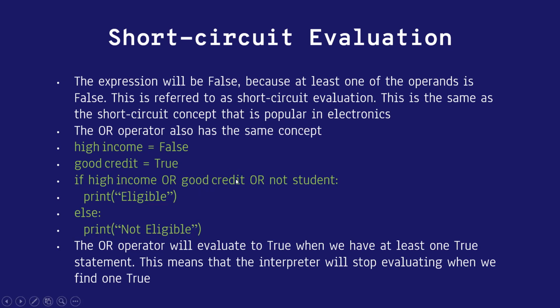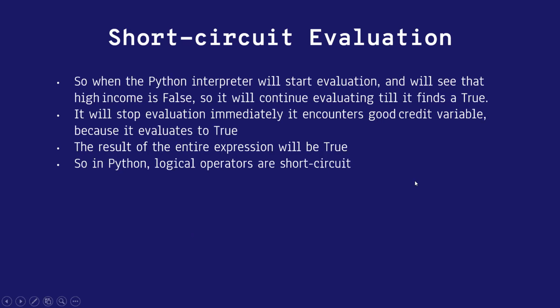So in other words, it will no longer be interested in what is in the other conditions because we already have a true statement here. This means that the interpreter will stop evaluating when we find the one true. So when the Python interpreter starts evaluation and sees that high income is false, it will continue evaluating till it finds a true. It will stop evaluation immediately it encounters the good credit variable because it evaluates to true. The result of the entire expression will be true. So in Python, logical operators are short circuit.